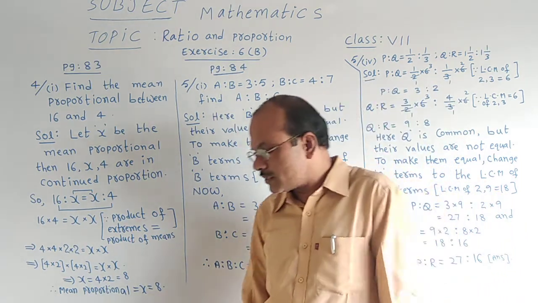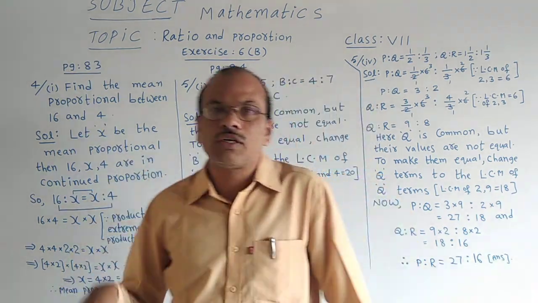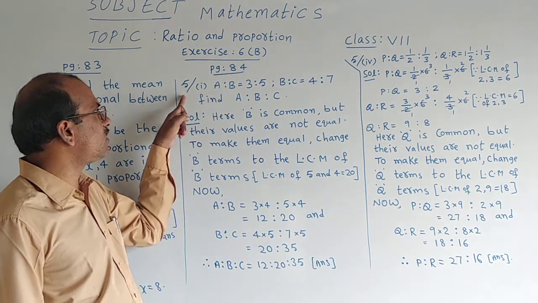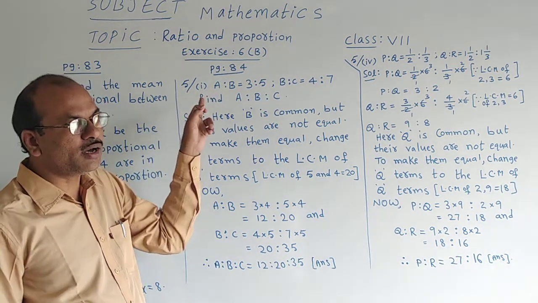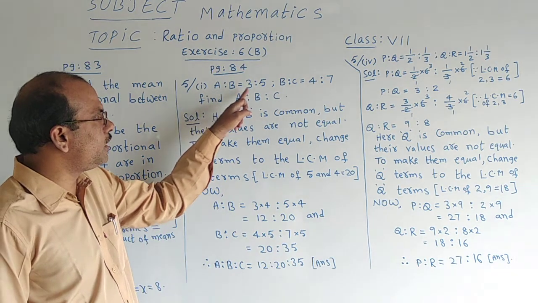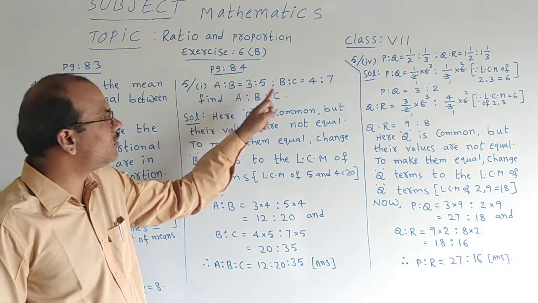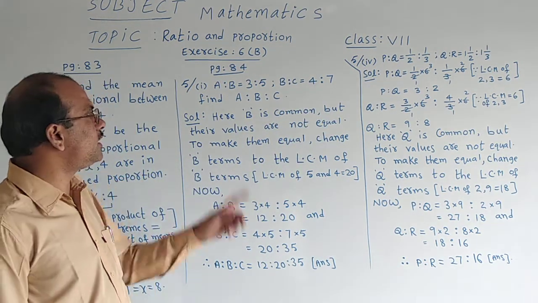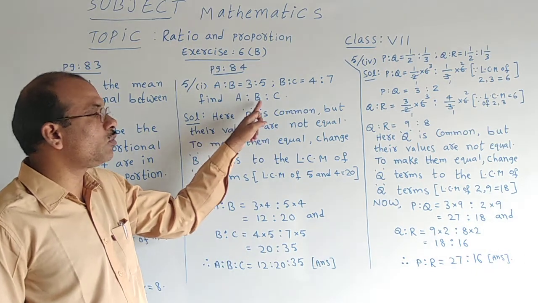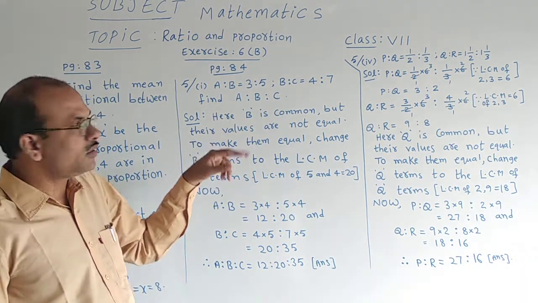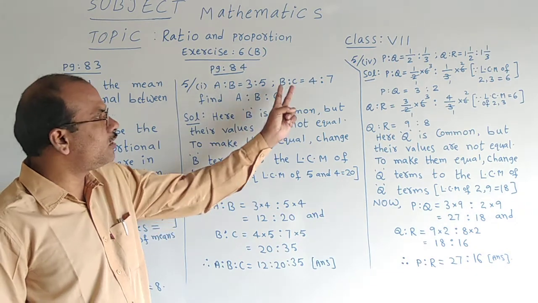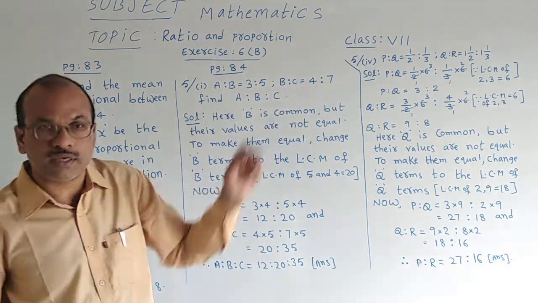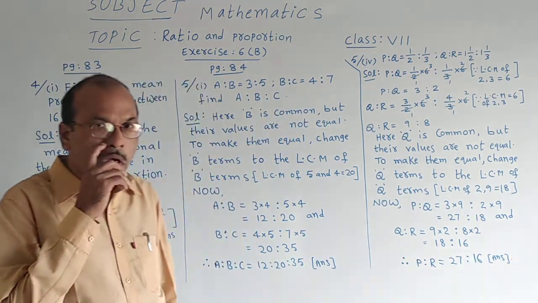Let us go to page number 84, question number 5 in that first bit. Let us see. Page 84, question 5 first. All of you look at the board. A is to B given as 3 is to 5. B is to C given as 4 is to 7. Finally they said us to find A is to B is to C. Here A is to B given, again B is to C given, we need to find A is to B is to C. Okay, so that part we have to identify.